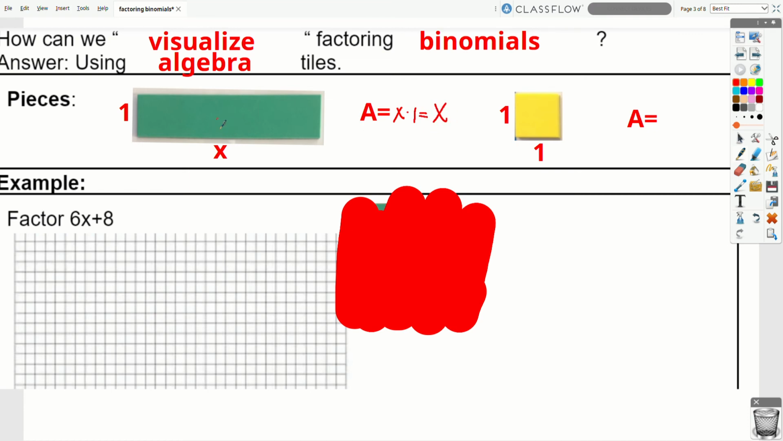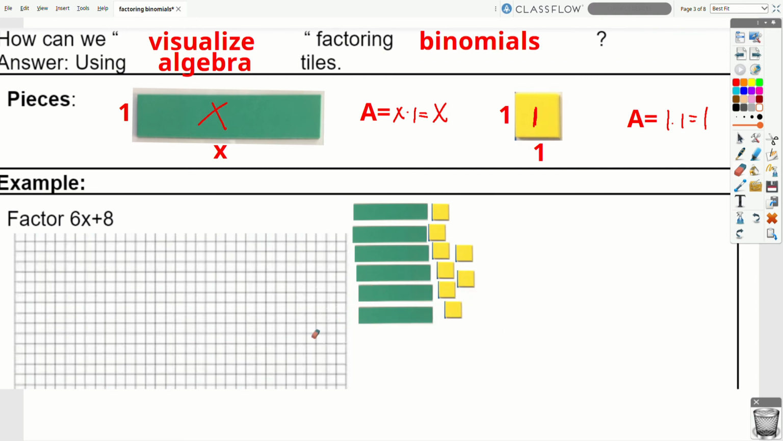So this green piece we're going to call x. And then this yellow piece, this small square, is just a base of 1, a height of 1. 1 times 1 gives us an area of 1. So this is going to be a 1 piece. This is the x and this is the 1. If we want to factor 6x plus 8, that's like we have 6 of these green x pieces, 1, 2, 3, 4, 5, 6, and plus 8. We have 8 of these squares.